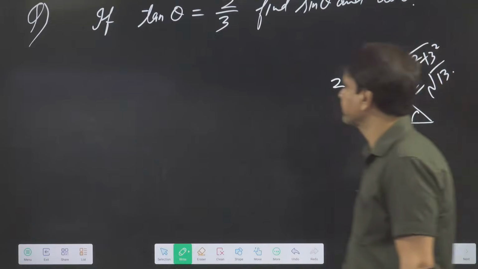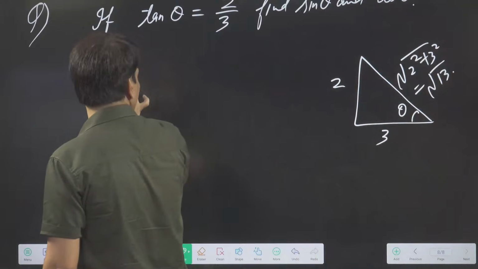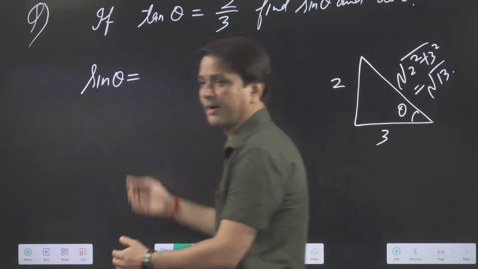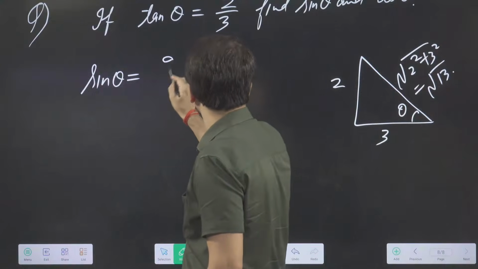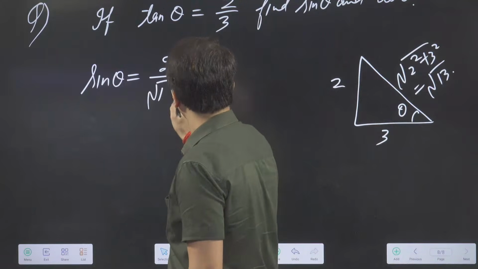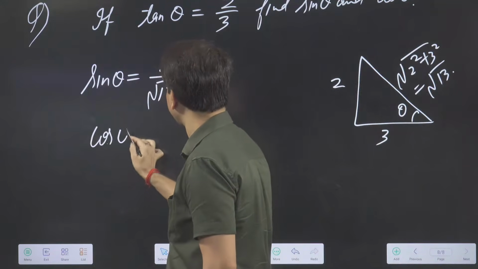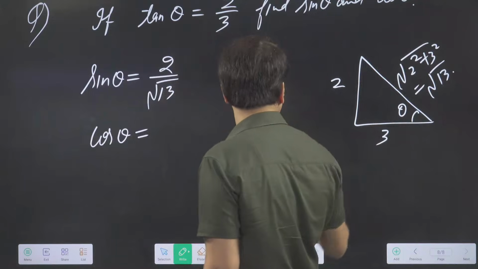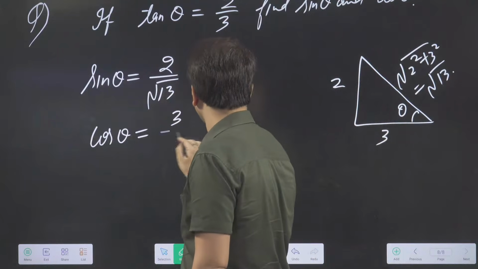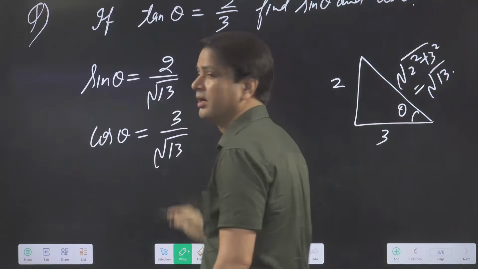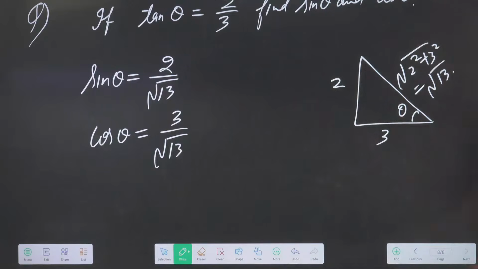Now if I am saying sin theta, then sin theta is equal to opposite upon hypotenuse, that is 2/√13. And if I am saying cos theta, then I can say adjacent upon hypotenuse. Adjacent is 3 and hypotenuse is √13. Okay, so in this case, the first method is more useful.